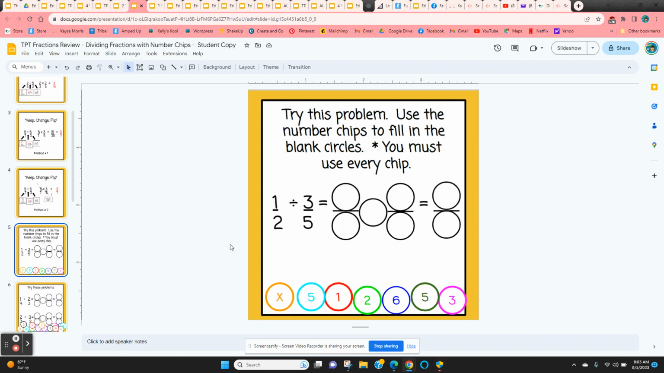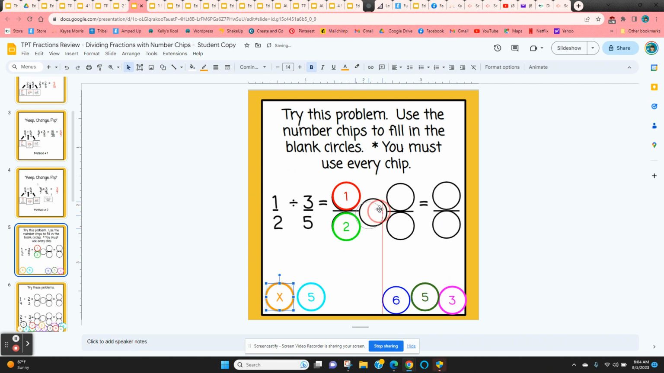Students are going to start on slide 5. Now they're going to be using these number chips, and they're going to be moving them into the correct place to do their division. So 1/2 divided by 3/5. I'm going to keep the first fraction the same, so they're going to move the 1. They just click and hold on the edge, and then they can move those numbers where they want.